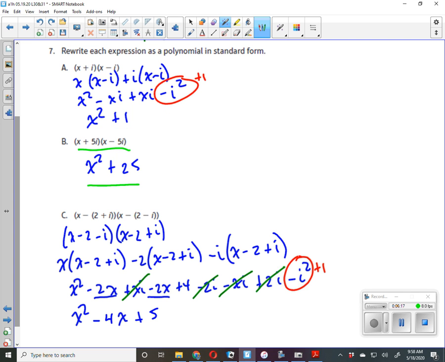This one is a little bit more tricky. I went ahead and distributed here, so we only had one set of parentheses. So we have a triple distributive property. Crossing out the like terms, and we ended up with x squared minus 4x plus 5.